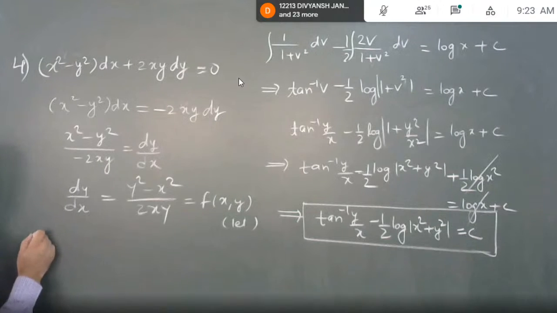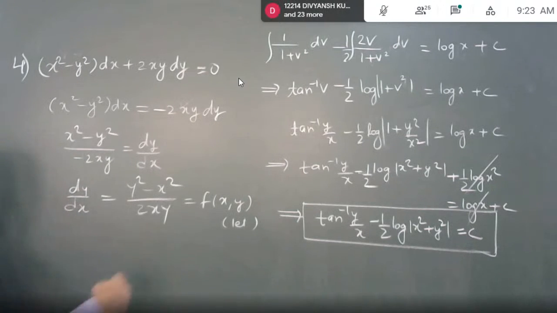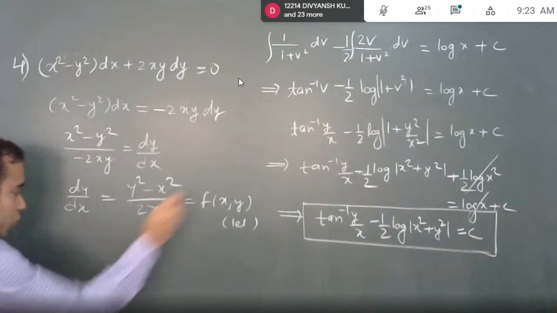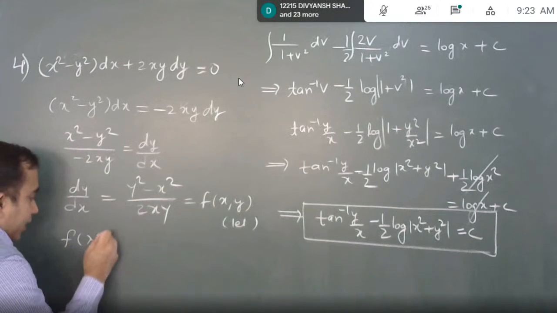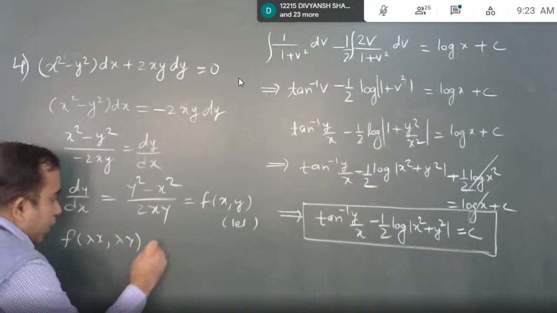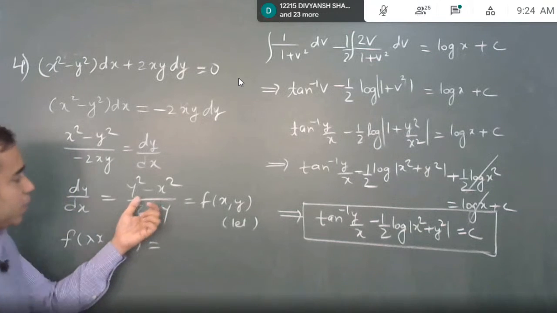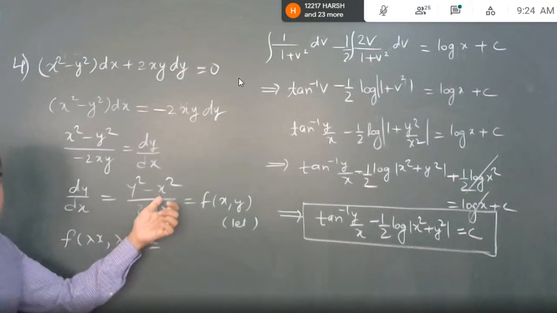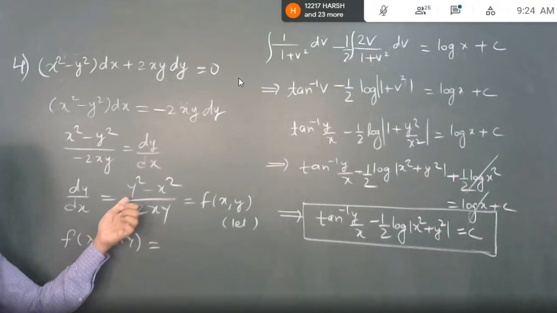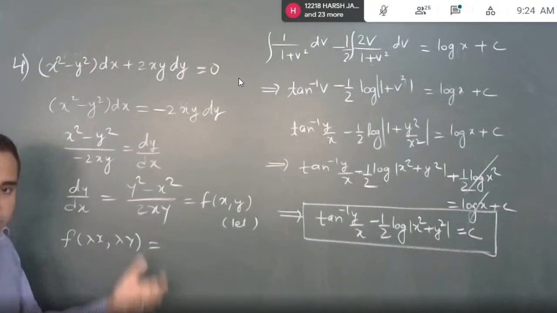Then the third method is that f of lambda x comma lambda y is equal to lambda raised to power n times f of x y. So let me find f of lambda x comma lambda y. What do we have to do? Nothing much, just replace x in f of x y with lambda x, and y is to be replaced with lambda y, and let us see what will happen.